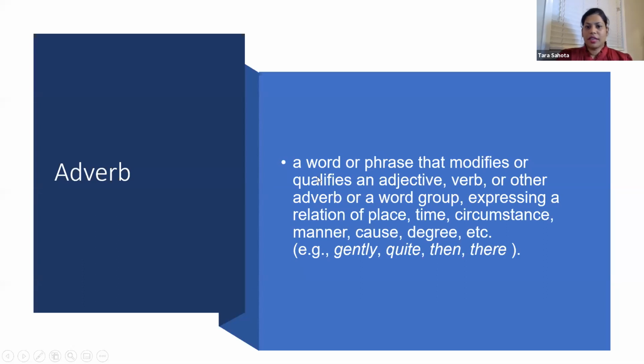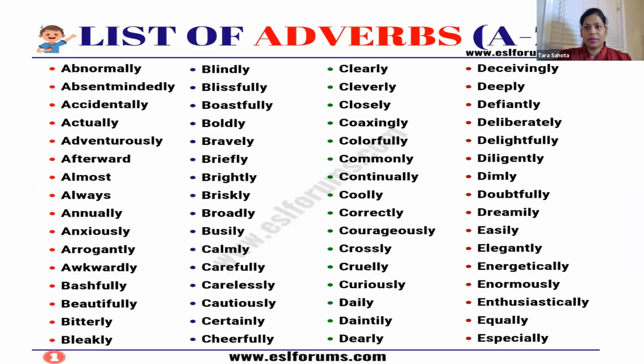Then adverbs. So an adverb is a word or a phrase that modifies or qualifies an adjective, verb, or other adverb or a word group, expressing a relation of place, time, circumstance, manner, cause, degree, etc. Like gently, quietly, then, or there. So make sure that you read about adverbs too. Like, this is a list of adverbs: abnormally, accidentally, actually, briefly, broadly, correctly, doubtfully, delightfully. So there could be a number of adverbs and adjectives that you can use in your sentence.